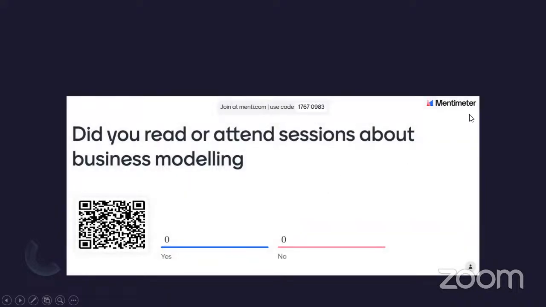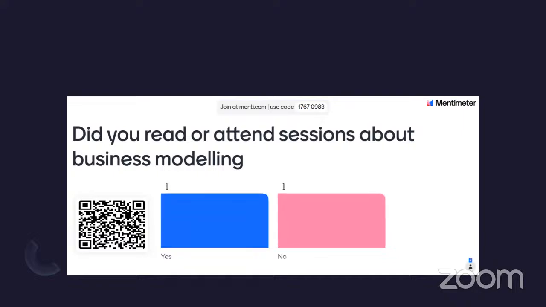So, have you attended or listened or read something about business modeling in general? Please scan the QR code and you will have access to the question and let's have your answers. Okay, one yes and one no. That's good. Two no's. Okay, three no's. Interesting. Two yeses.